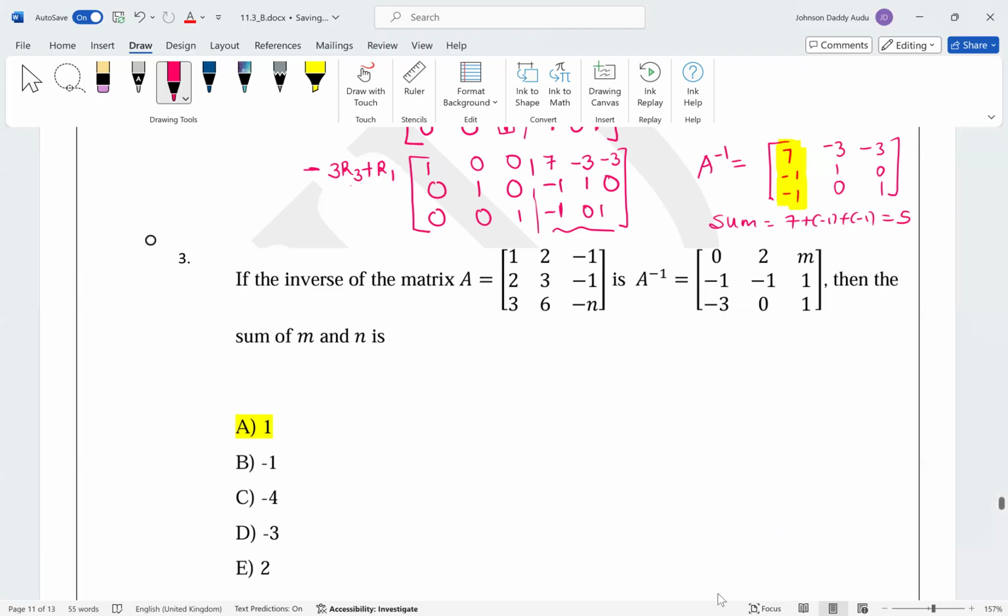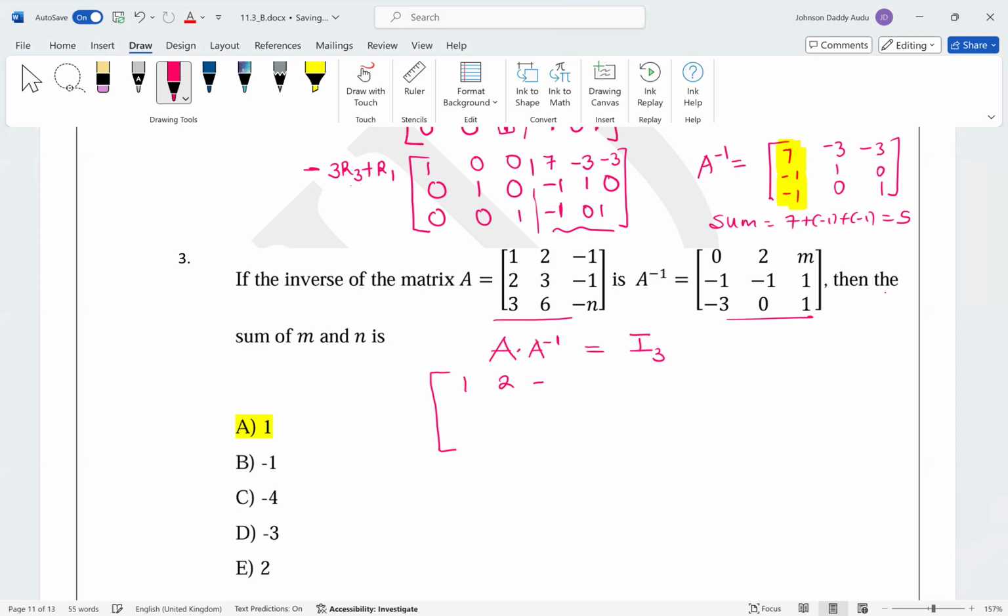Right. Now, if you look at number 3, what is it asking us to do? You have A and you have A inverse. All right. So here, this is A and this is A inverse. Now, one thing we know is that anytime you multiply A and its inverse, it should give you an identity. So it means A times A inverse is going to give us I3, right?